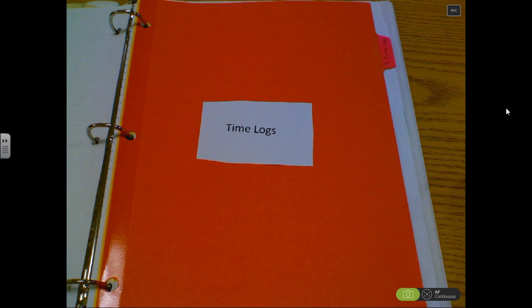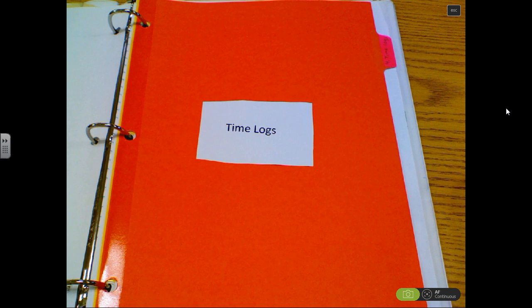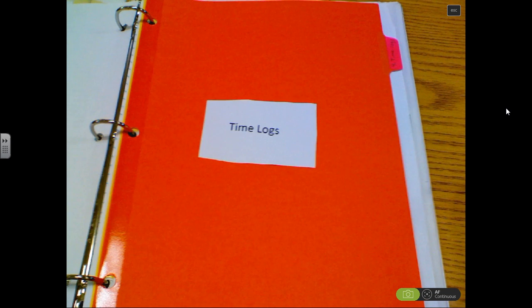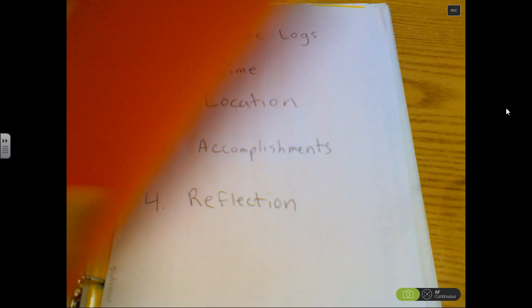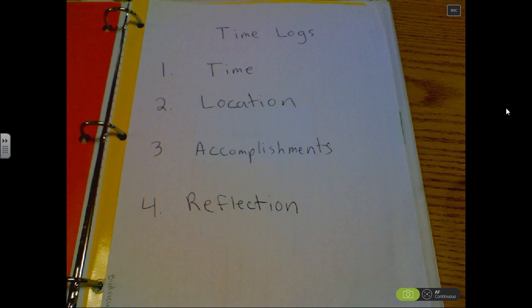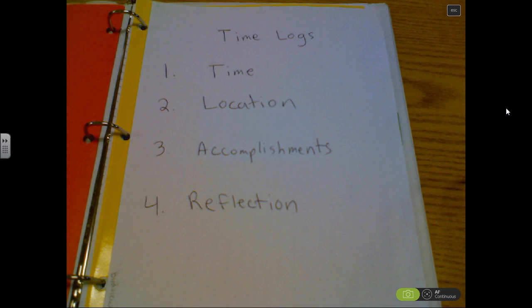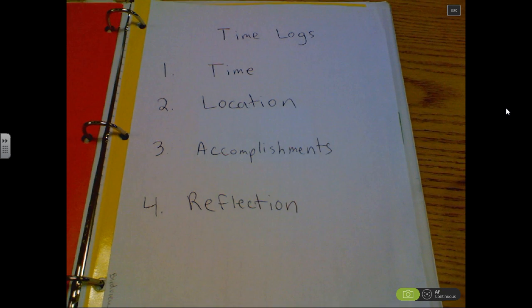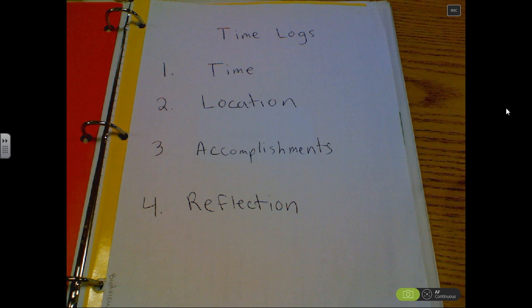The next part of the binder is going to be, you have 4 main sections where you're going to be putting stuff in throughout the term. The first area that we have is your time logs. In this time log section, you're going to be keeping track of all the time that you spend working on this course.